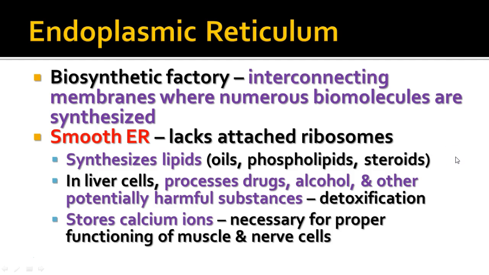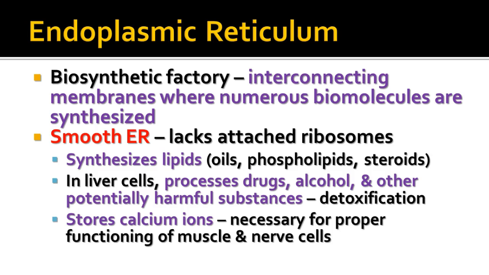The endoplasmic reticulum is a factory where things are made, where molecules are made. It is a series of membranes that is involved in the synthesis and production of lots of different kinds of biomolecules. There are two kinds of endoplasmic reticulum.